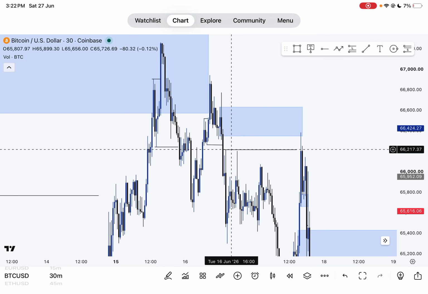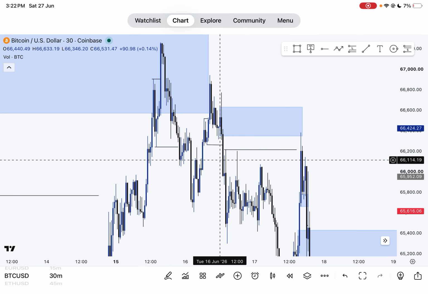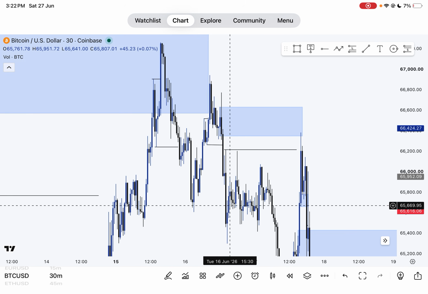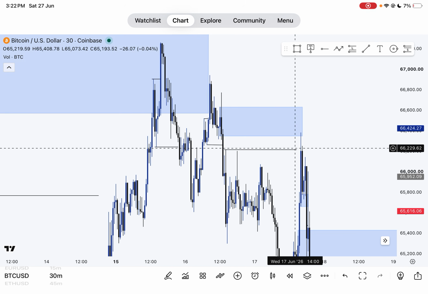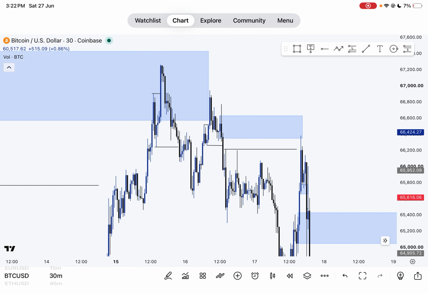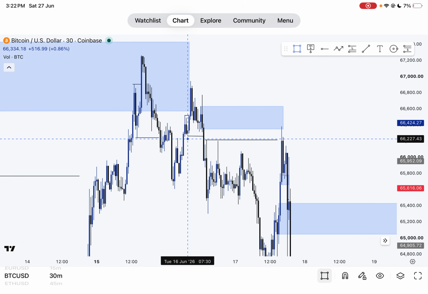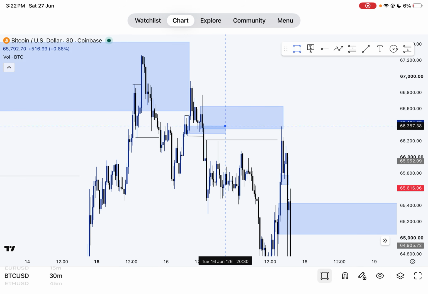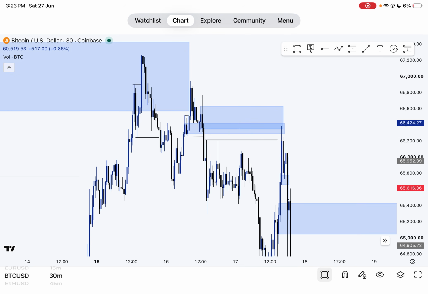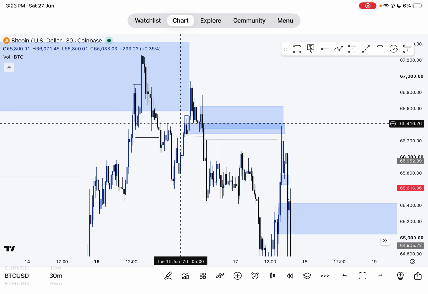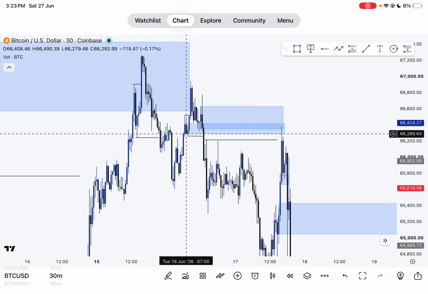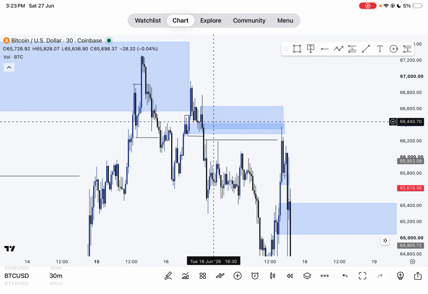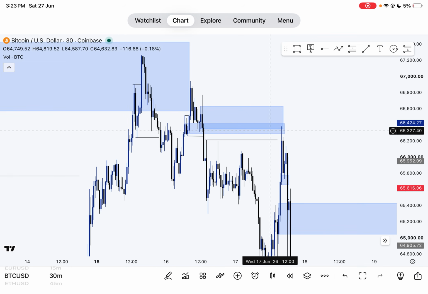Now, this zone right here is your inducement. What did I say? Remember, after your market structure shift, the first pullback is your inducement. So this is the first pullback, this is our inducement right here. Now, we have 2 points of interest right here. We have this breaker block right here, and we have this other block right here. The reason why I picked this other block is because, if you notice, both this breaker block and this other block are in the same zone.